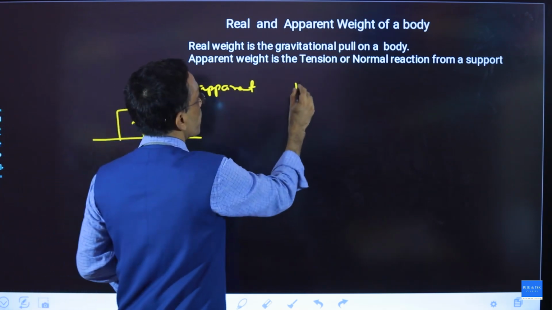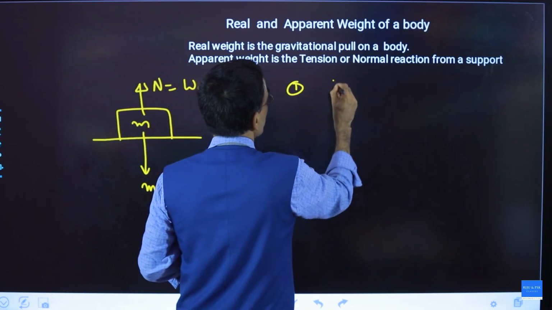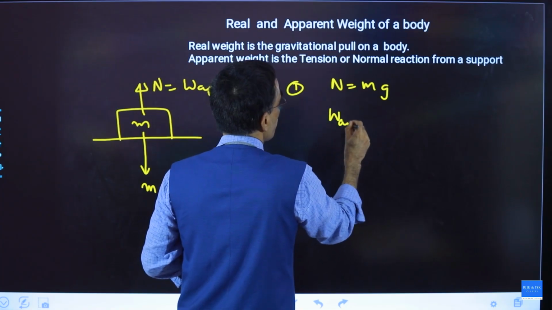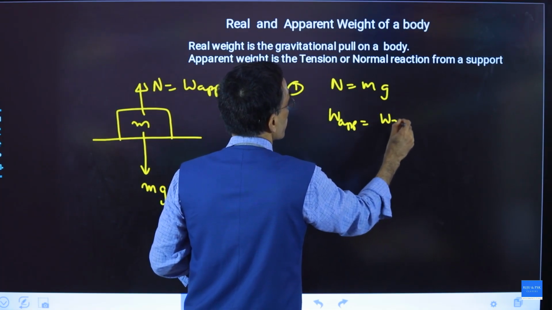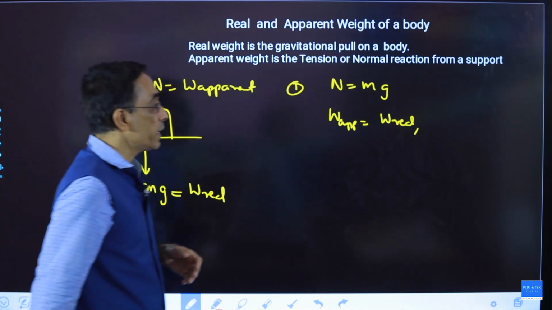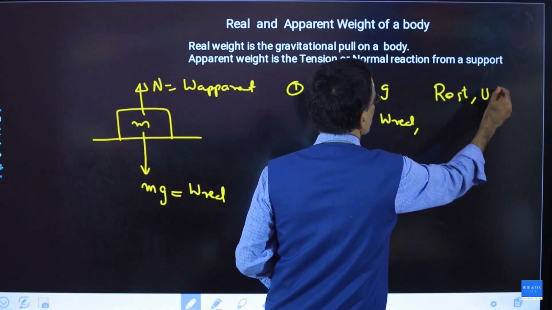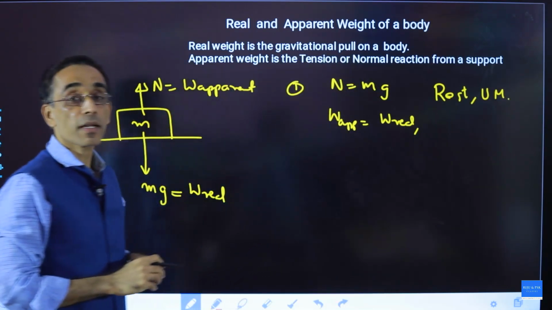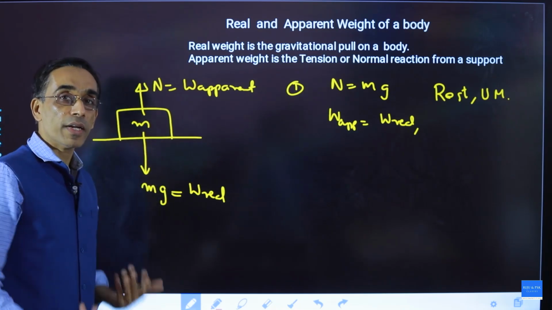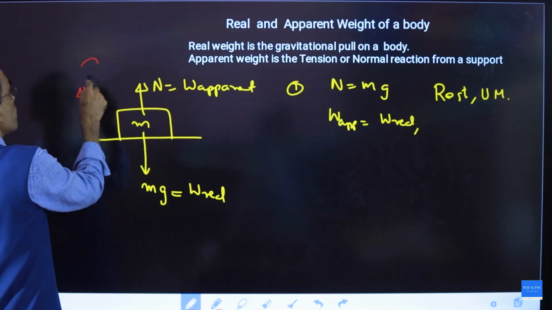Okay. First point, if the body is at rest, then we can see that N equal to mg, which tells you W apparent equal to W real. When do we see that apparent weight and real weight are equal? This is either when the body is at rest or the body is in uniform motion. If it is at rest or in uniform motion, real weight and apparent weight are equal. I am at rest, so my real weight is a normal reaction. That's it. But assume that this is accelerating in the upward direction.